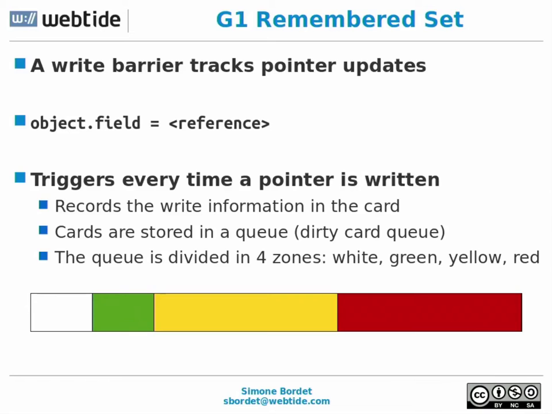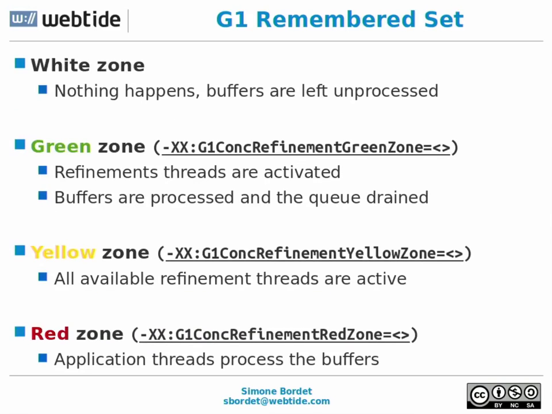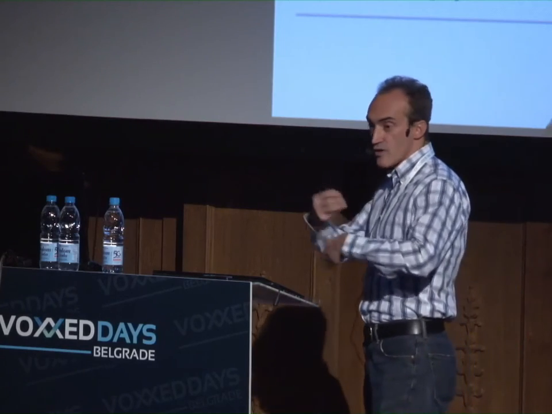However, if the application modifies a lot of pointers, eventually all the items that I accumulate in the white area enter the green area. In the green area, G1 starts the refinement threads and starts in the background to update the remember set. So it goes into the card table, scans that, and then updates the remember set and says, okay, this region is now up to date. The more pointer modifications you add, the more you enter the yellow zone, and then the red zone, and therefore G1 allocates more and more threads in order to do this background work.